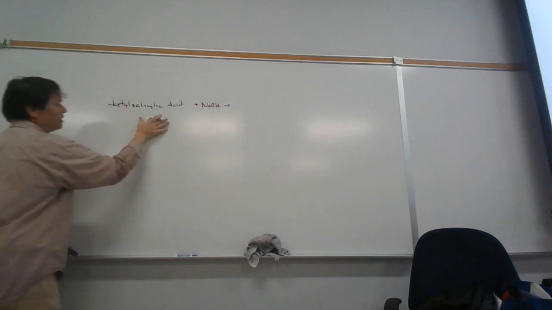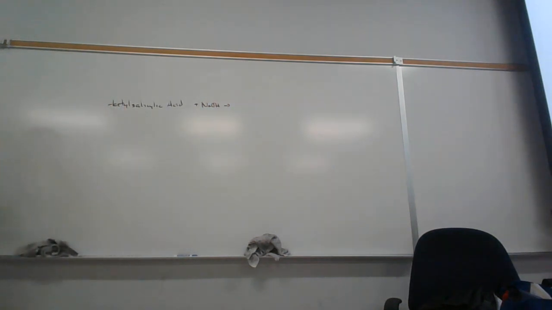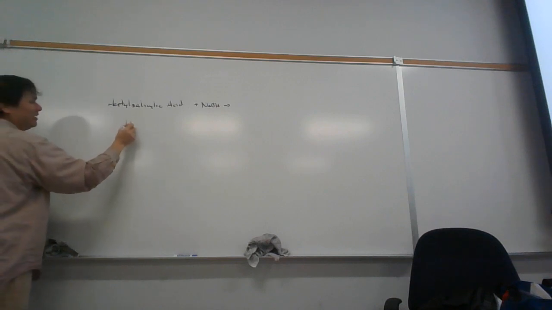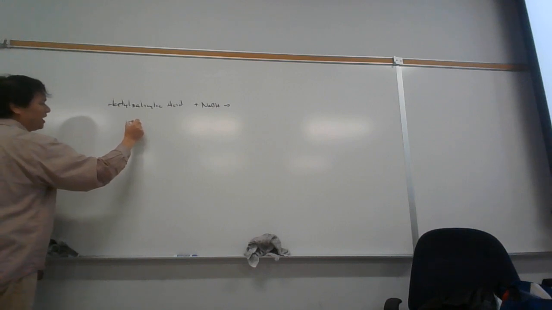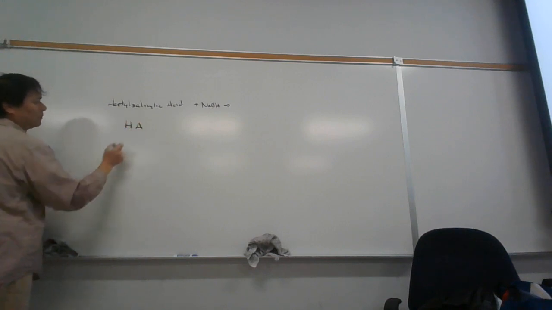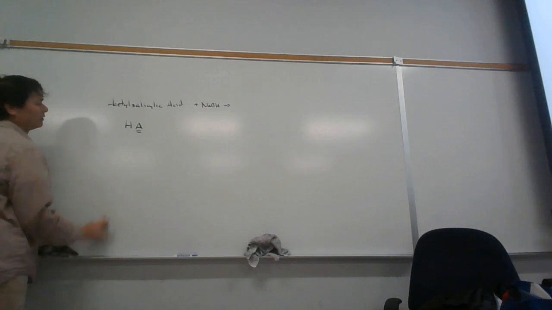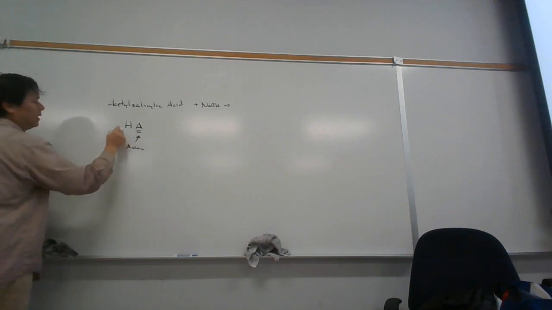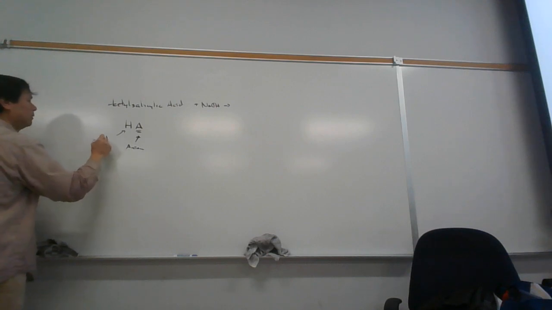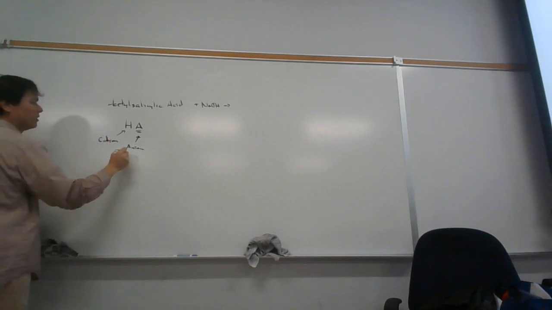Sometimes when the formula gets kind of big, we just write out the name of this, or we'll just call it HA. A is the anion. H is the cation. This is the generic.